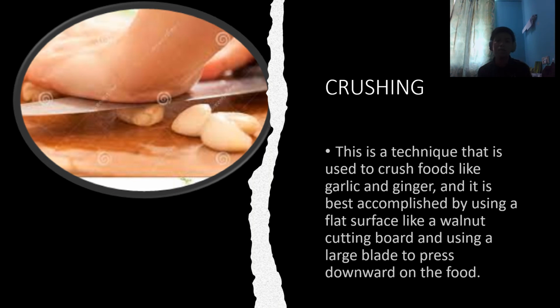The last technique of cutting is crushing. This is a technique that is used to crush food like garlic and ginger, and it is best accomplished by using a flat surface like a wooden cutting board, and using a large blade to press downward on the food.